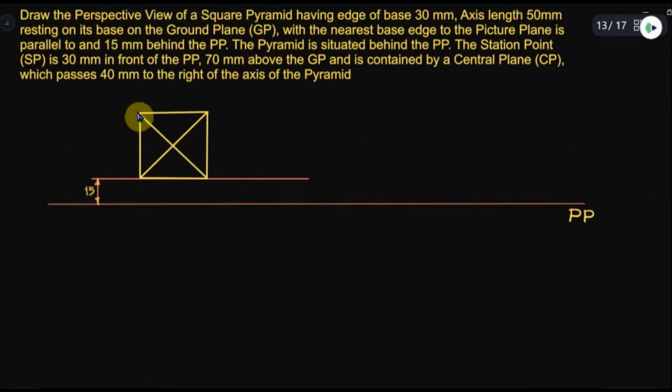Now the side of each side, and we have to give the dimensions also. Dimension has to be marked. Here the dimension is 30 mm.